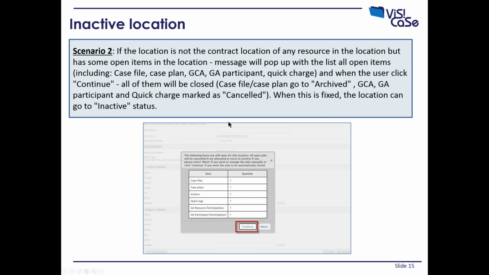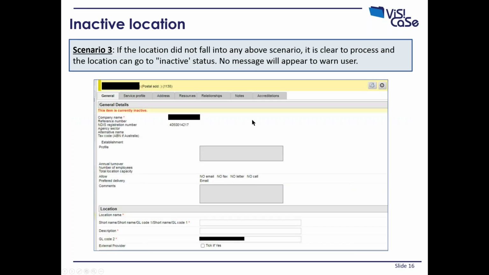Now, the second validation while making the location inactive is if there are any open items, for example, any case files, case plans, actions, quick closes, group activities, or participation. If there are any open items, the system will check the following. If you click on continue, the system will ask you to make sure you cancel or reallocate or do the following steps before you make the location inactive. These validations will be available on the pages while making the location inactive.